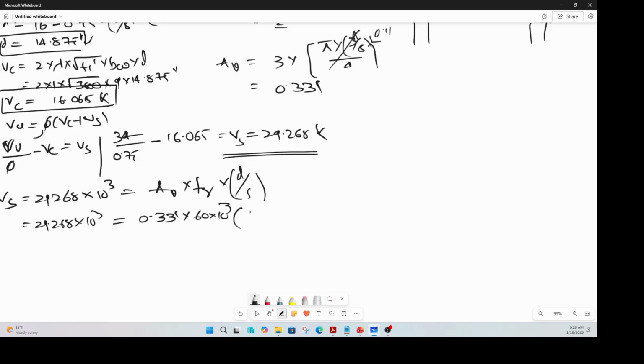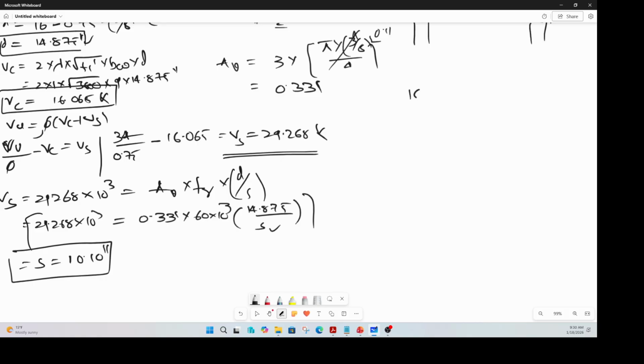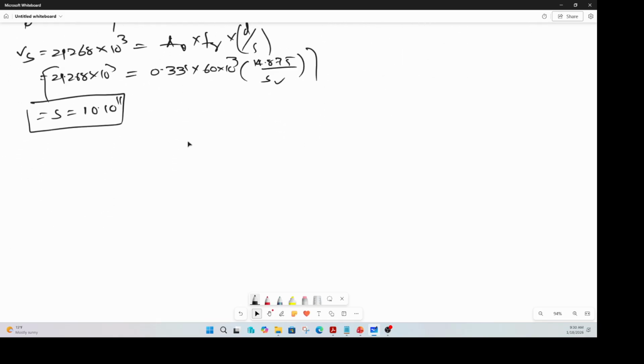Diameter, effective depth, we calculated that as 14.875. Spacing is a question mark, right? So equate left hand side to right hand side and find out your spacing, that is the only unknown, comes out to be 10.10 inches. Okay, and in the exam you will have an answer as 10 inches. If you choose that, you're wrong, because you need to check the maximum shear spacing.